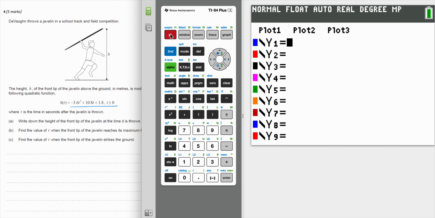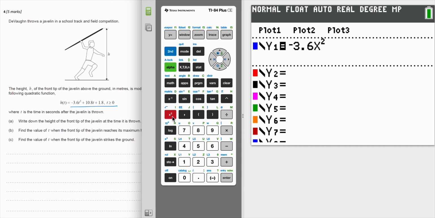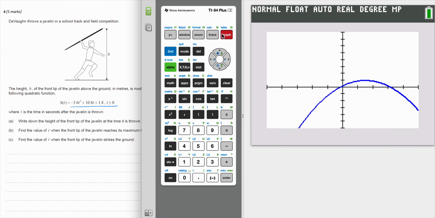So it's negative 3.6 x squared. We replace the t with the x, and then we're going to add on to that 10.8 x plus 1.8. And from that, I can see what my graph looks like.